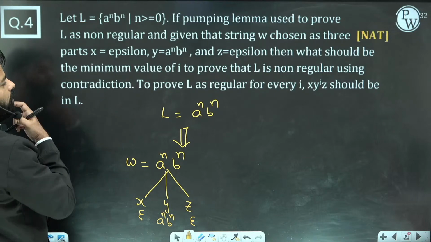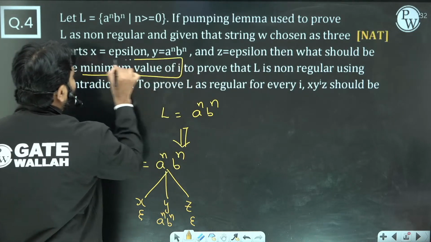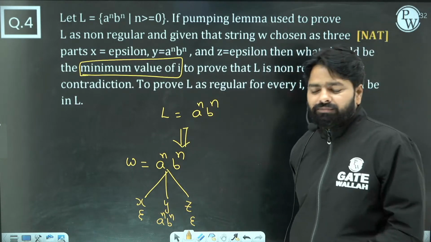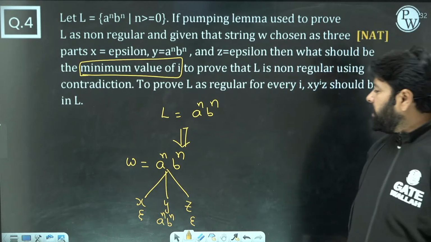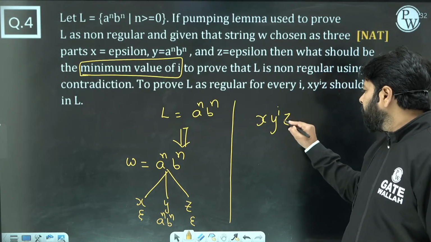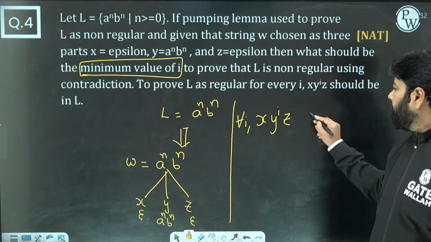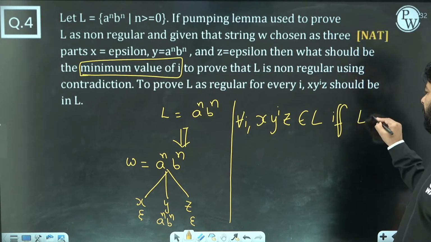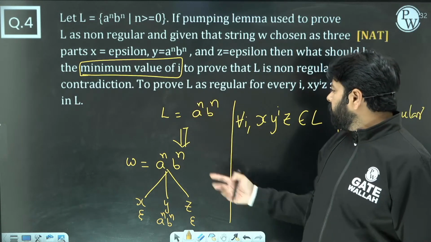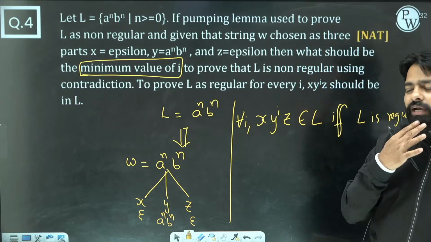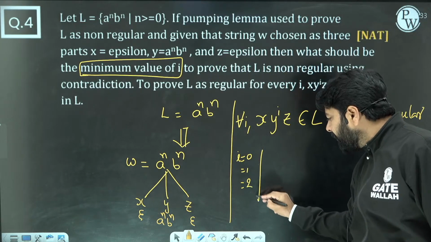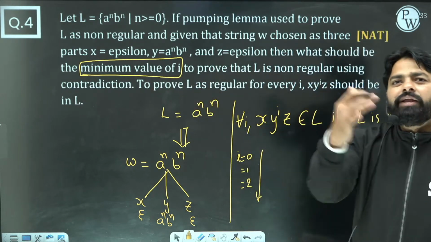Okay, and now what should be the minimum value of i to prove that L is non-regular? Excellent. Again, Sritam, you are on the right track. Now if L is regular, then x y^i z belongs to L for all i, if and only if L is regular. This is the pumping lemma. To prove using contradiction, you have to show that for some i, it does not belong to L. So first we will start with 0, then 1, then 2. You will follow the sequence to find the minimum value of i where you can prove L is non-regular.